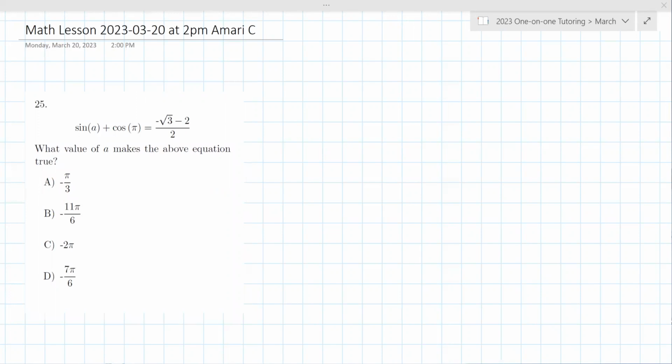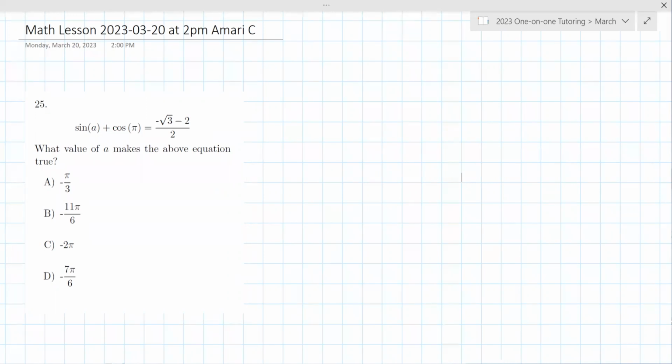Excellent. Okay. So how are you with your unit circle? How comfortable are you with determining things like sine and cosine on the unit circle there? I'm not actually too comfortable. I struggle with the unit circle.